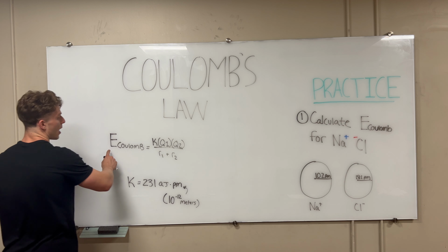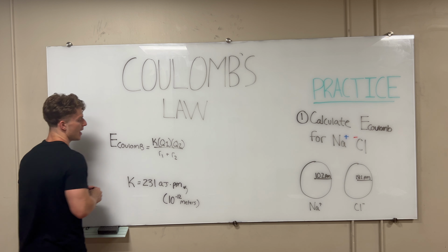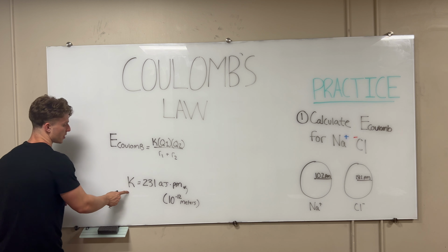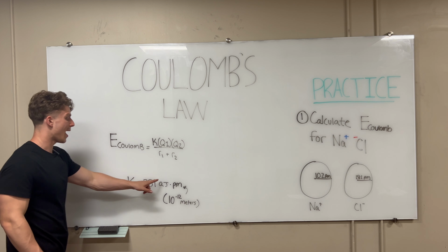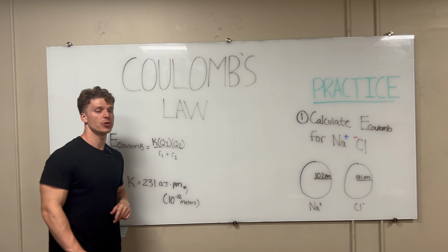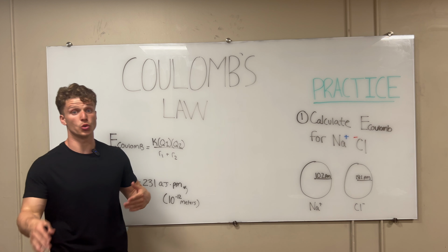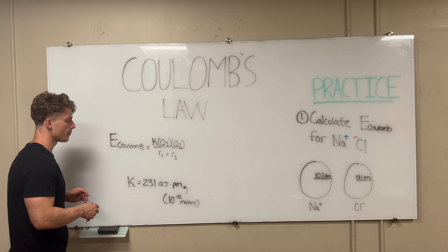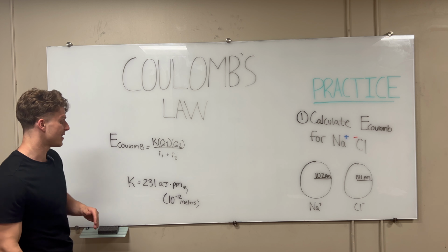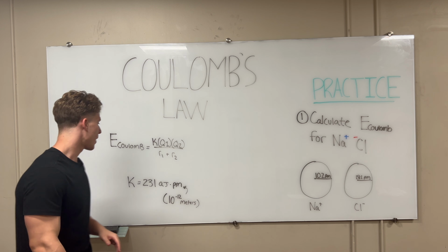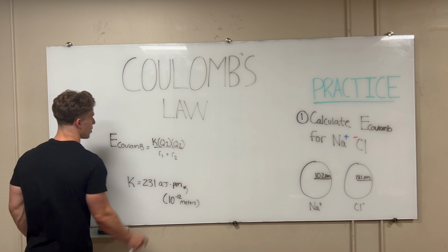So Coulomb's law says that E Coulomb, the energy associated with this process, is equal to K, which is a constant, 231 attajoules times picometers. So attajoules, we know that 1 attajoule is equal to 1 times 10 to the negative 18 joules, and joules are the unit for energy. And picometers, 1 picometer is 1 times 10 to the negative 12 meters. So K is our constant, and it's 231 attajoules times picometers.